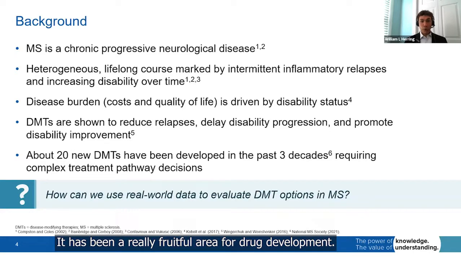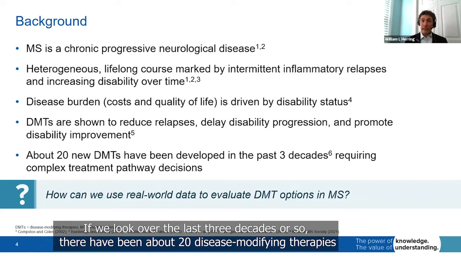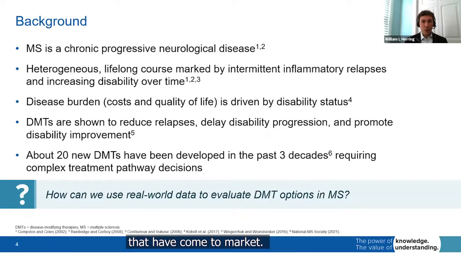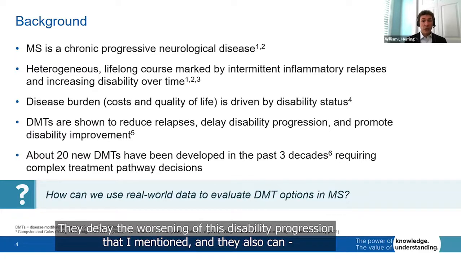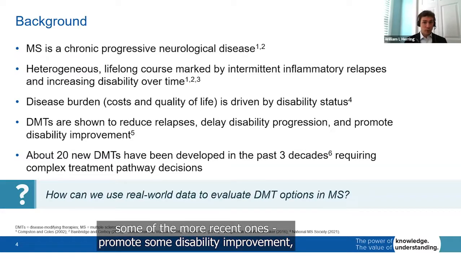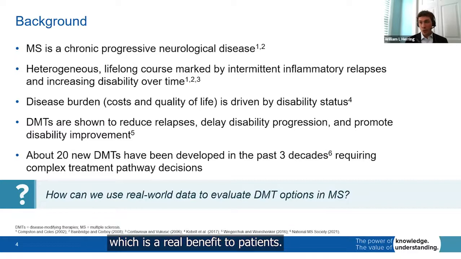It has been a really fruitful area for drug development. If we look over the last 3 decades or so, there have been about 20 disease-modifying therapies that have come to market. These therapies have been shown to reduce the frequency of relapses. They delay the worsening of this disability progression that I mentioned, and some of the more recent ones can also promote some disability improvement, which is a real benefit to patients.